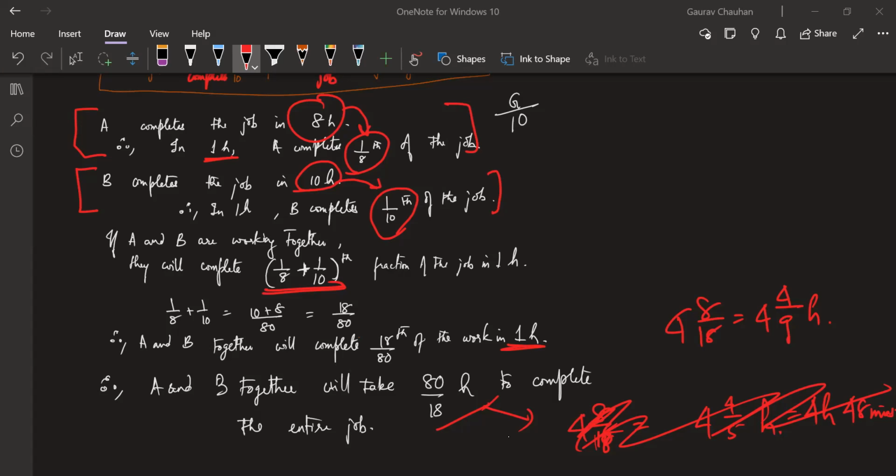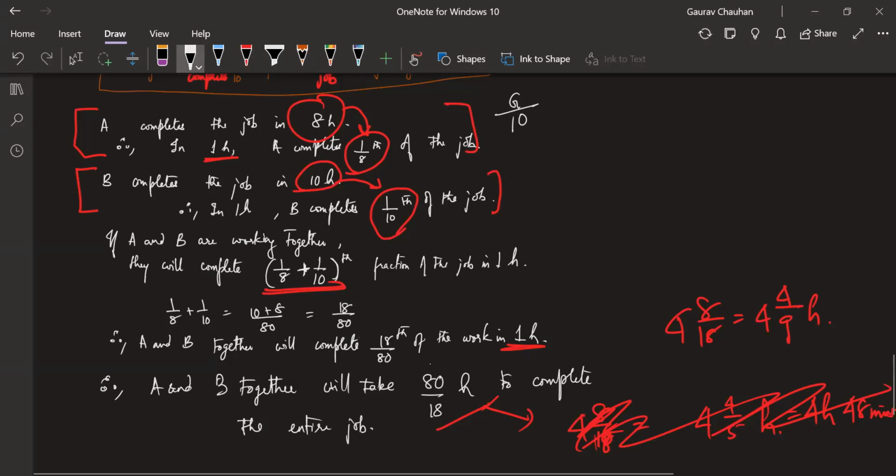Sir? Yeah, go ahead. Sir, I thought in a much simpler way. The part of the job they'll complete together in 1 hour will be 1 by 8 plus 1 by 10, no sir? Correct. We'll make the denominator the same and we'll get 40. So I'll get 5 plus 4 by 40, which is equal to 9 by 40, yeah.